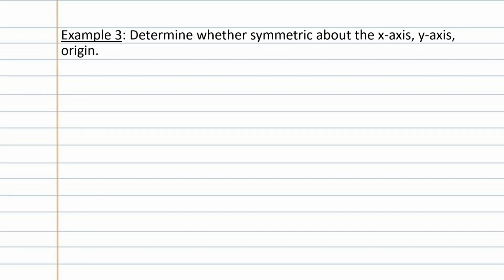Alright, now let's determine whether we're symmetric about the x-axis, y-axis, or the origin. Here I have y squared equals x squared minus 8. Okay, so we'll start with the x-axis. I'm going to replace y with negative y. So I get negative y squared equals x squared minus 8. Well, negative 1 squared is positive 1, so this simplifies down to y squared equals x squared minus 8, which is the original.